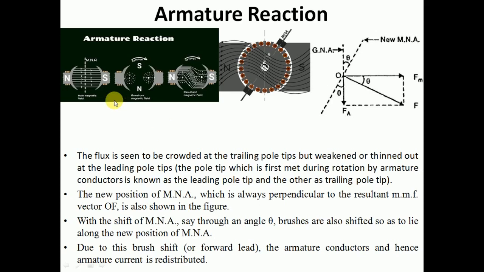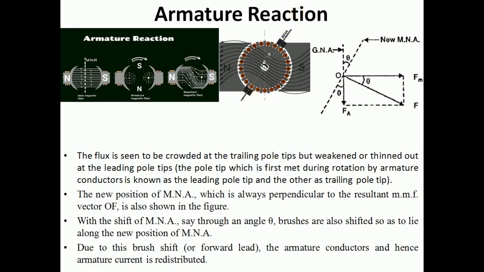In simple words, we can say the magnetic neutral axis must always be perpendicular to the magnetic lines of force. So in this case, you will be able to see the magnetic neutral axis is lying here. But due to the effect of armature reaction, the magnetic lines of force are getting modified and they are moving in this particular direction. There is a slight deviation in the flow of the magnetic lines of force. So the magnetic neutral axis has to be perpendicular to these magnetic lines of force, which is being indicated here.